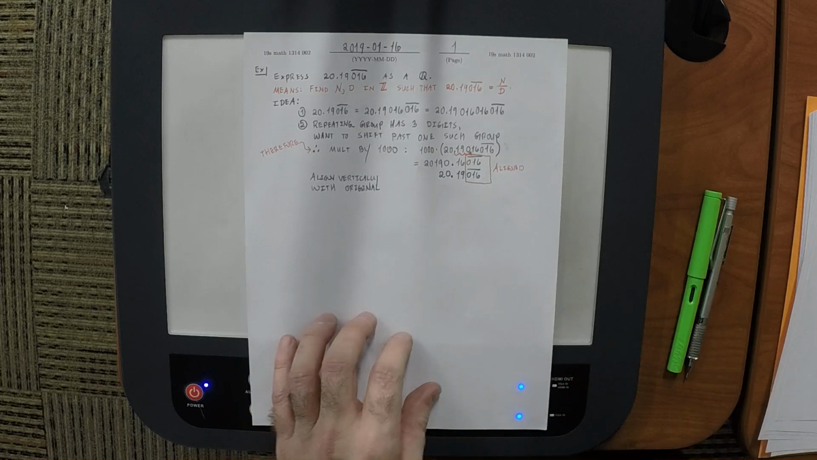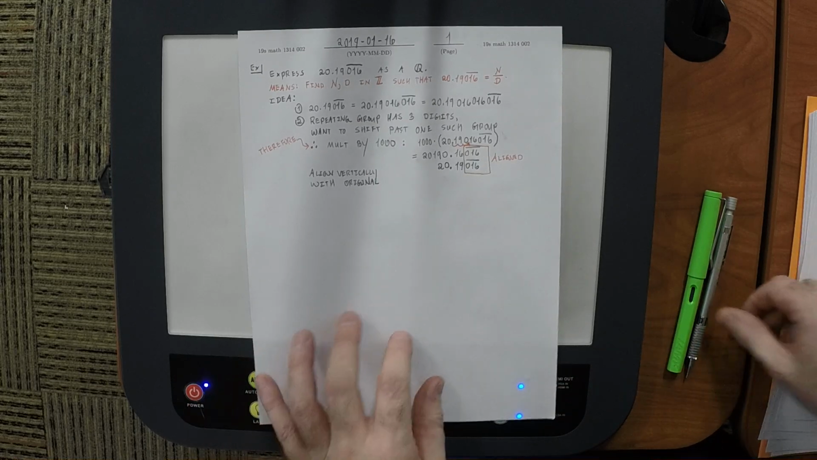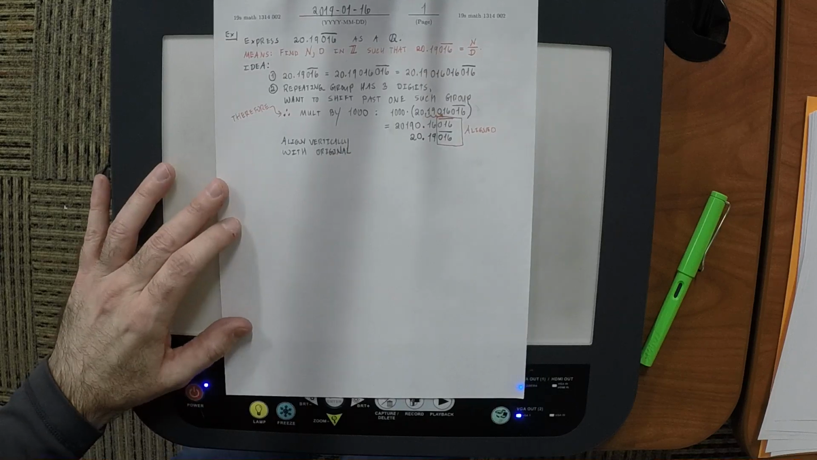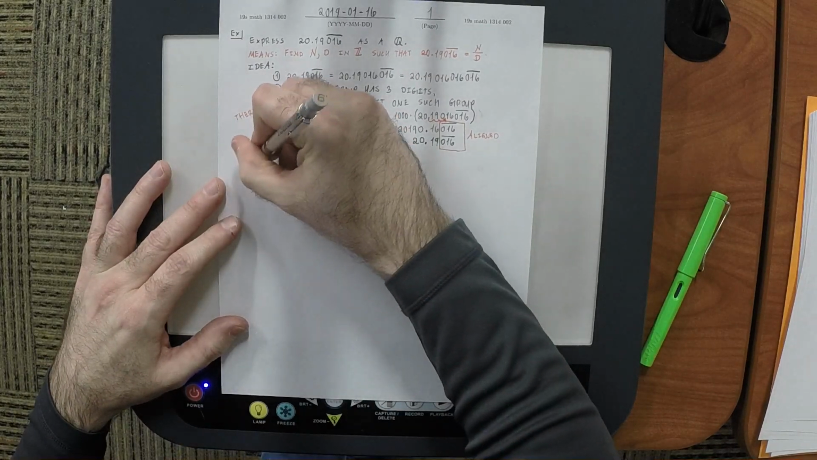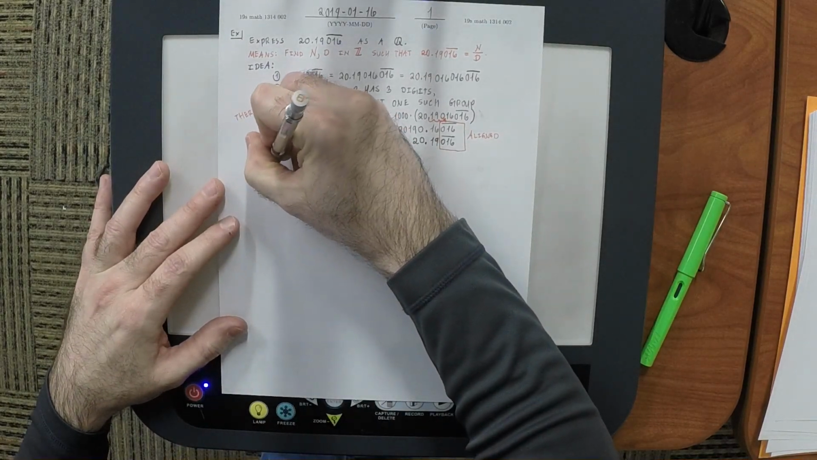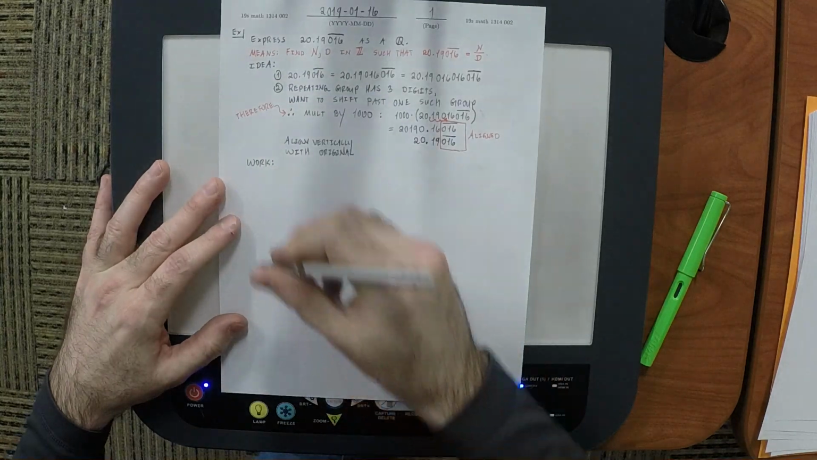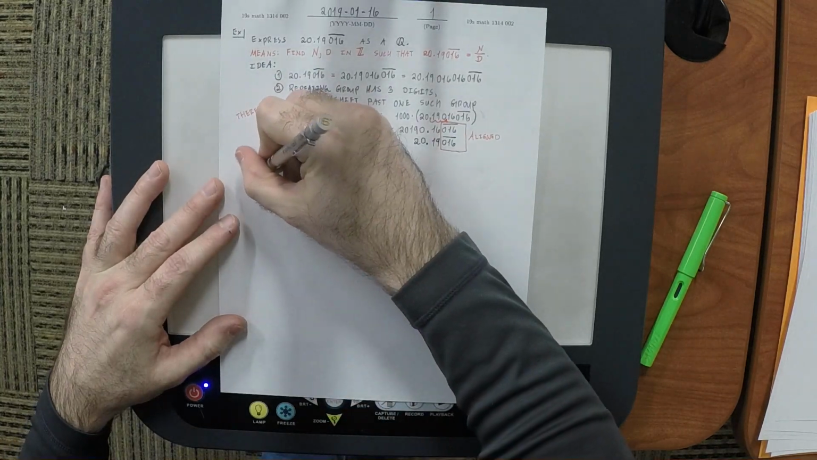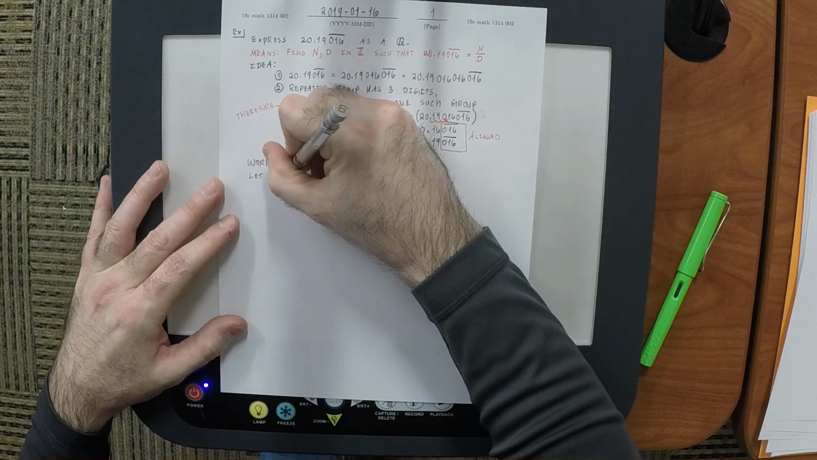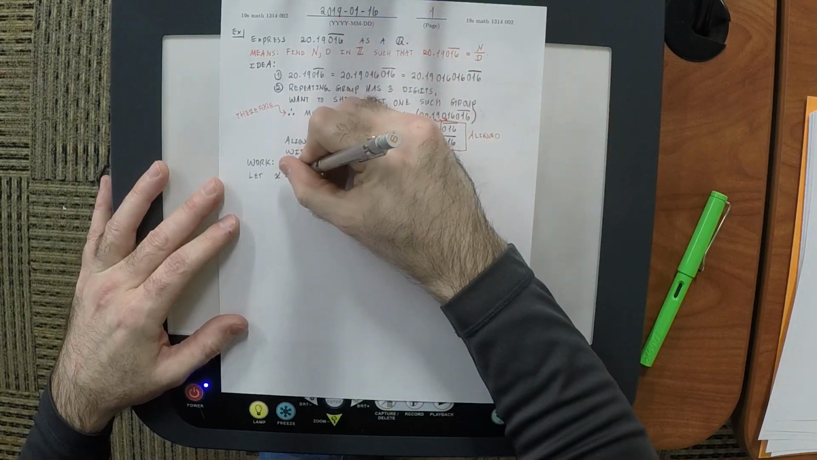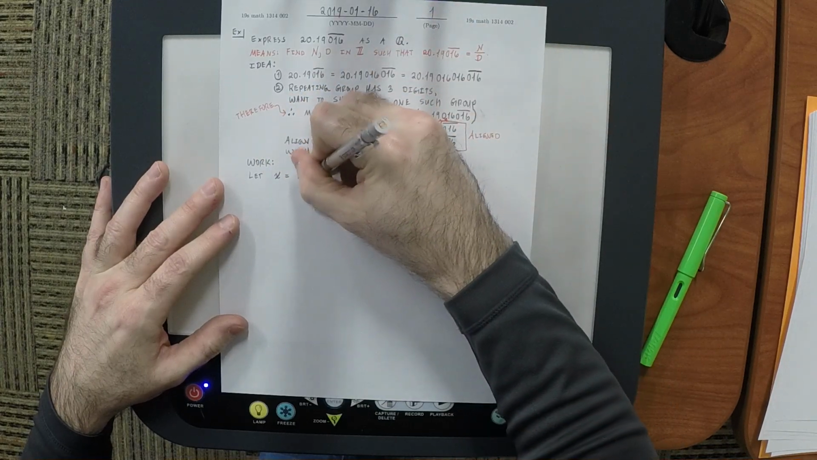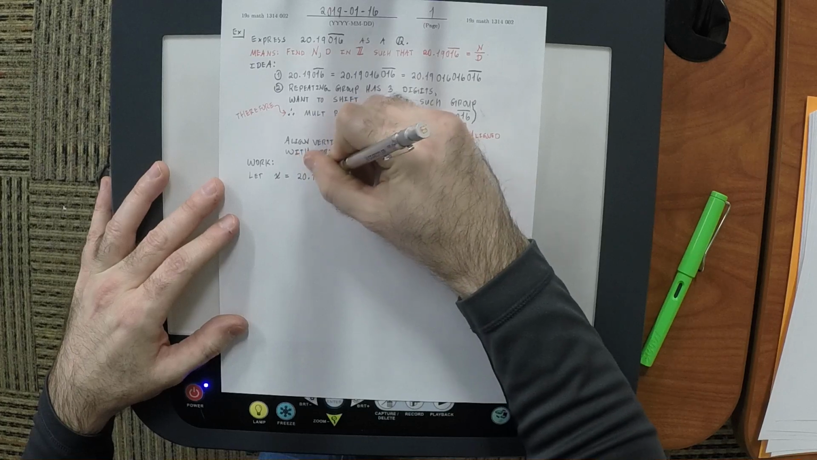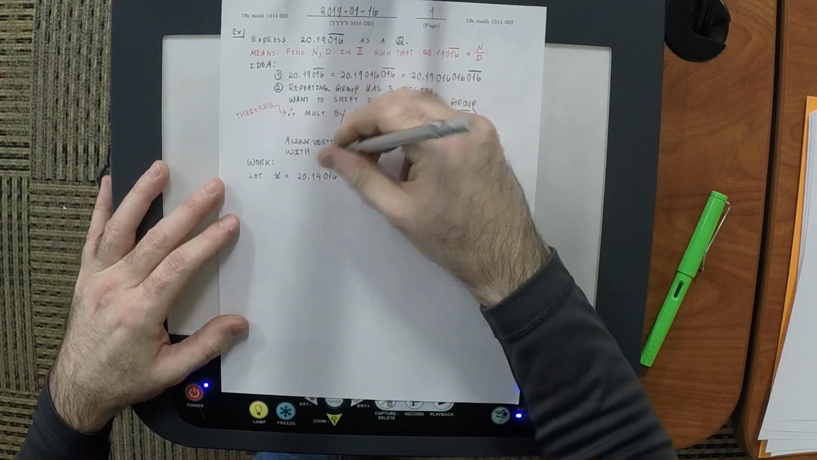Okay, that's the idea. And so now here's the actual work that you'd be expected to produce. Something like this. You say let x be that number, 20.19016 repeating.